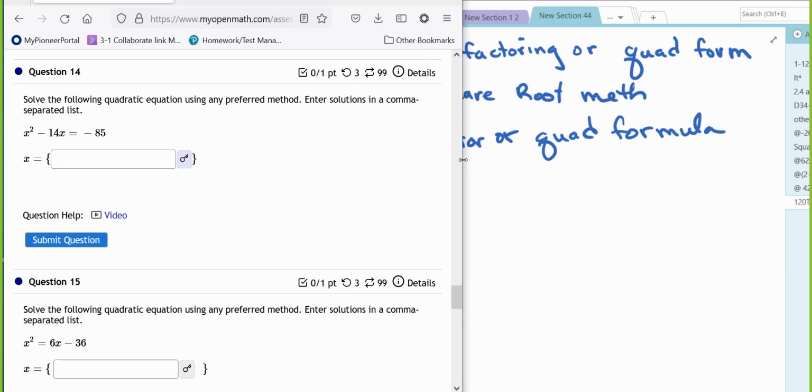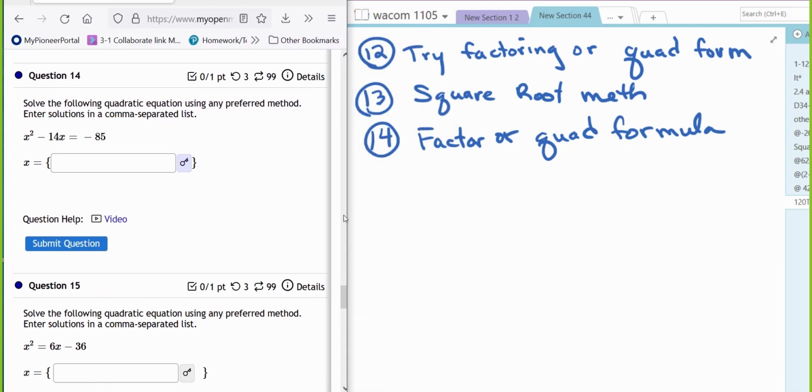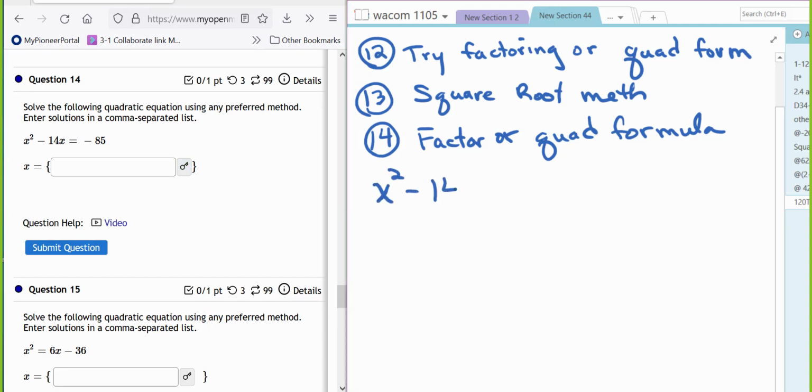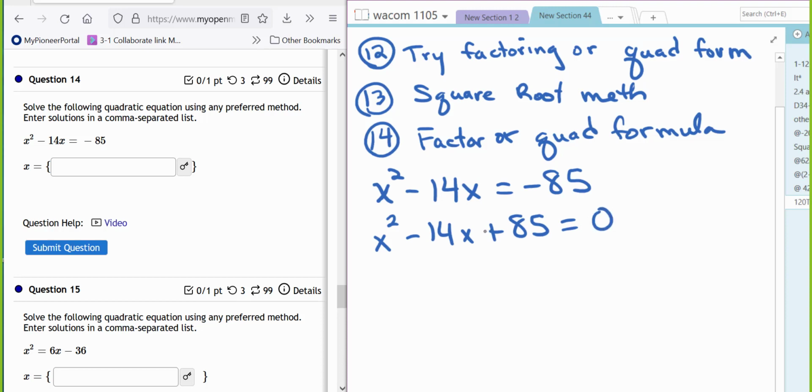I have enough time. That's why, because I only had one more problem picked for you guys. So we can add in a problem here. It doesn't look like it would be a big deal. So we would move the 85. And then I normally would try factoring. It doesn't factor, so we'll leave that.